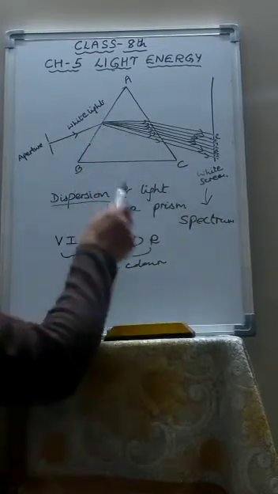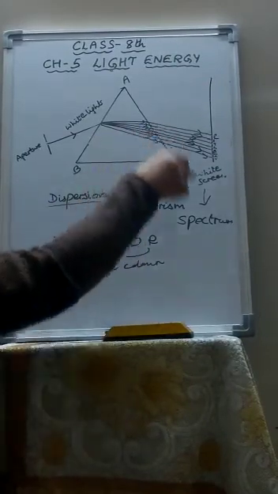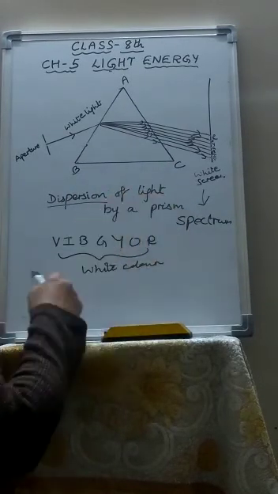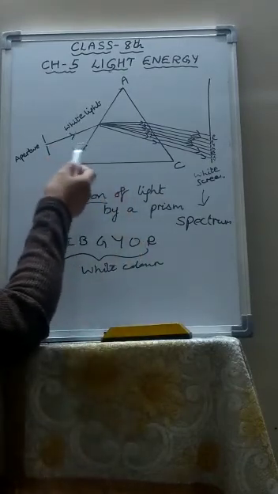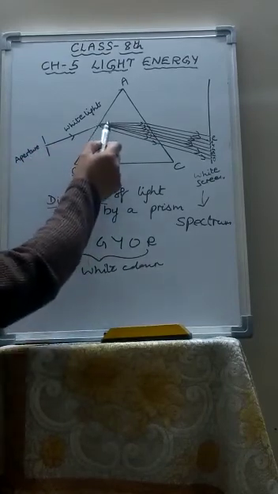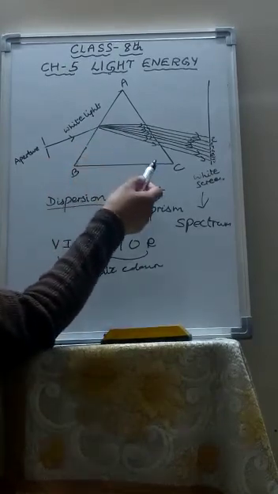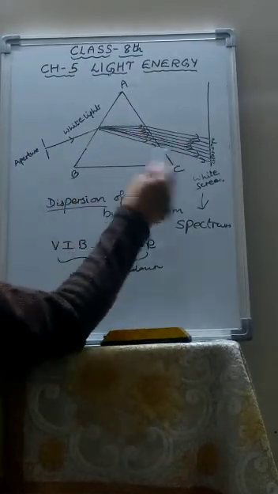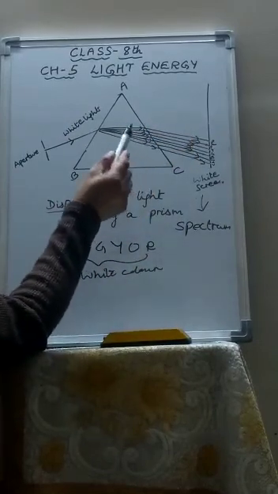So this phenomenon is known as dispersion of white light, and the band of colors formed on the screen is called spectrum. And the reason for this is that light travels with different speeds in different media. In air the speed of light is the same, all the colors travel with the same speed. But when they enter the glass, each color has a different speed. So they split, they are scattered, and if they are collected on a white screen, they form a band of 7 colors.